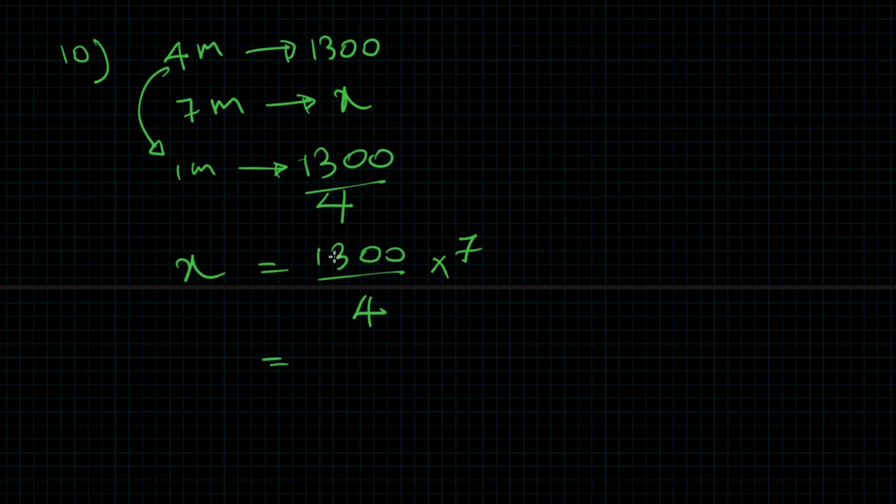Let's simplify. 1000 divided by 4 is 250. 300 divided by 4 is 75. 250 plus 75 is 325, into 7. Now 7 into 5 is 35, we have 3 remaining. Then 2 into 7 is 14, plus 3 is 17. We have 1 remaining. 3 into 7 is 21, 22. Okay, I'm really bad with multiplication.